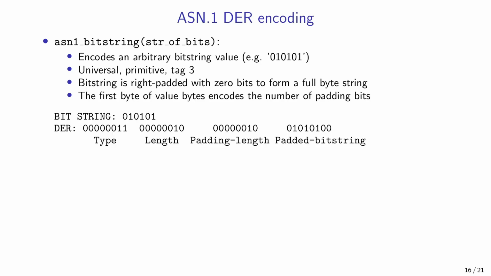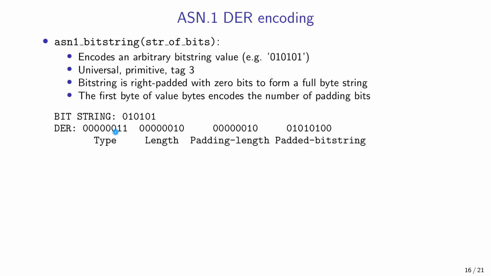Here is an example to encode the 6-bit bitstring 010101. So here we padded it with 2 zeros and prepended a byte which encodes the number of padding bits. So this byte encodes the number 2 because we added 2 extra bits here. The length byte is 2 because our bitstring is encoded using these 2 bytes here. And the type byte corresponds to the ASN.1 bitstring type.